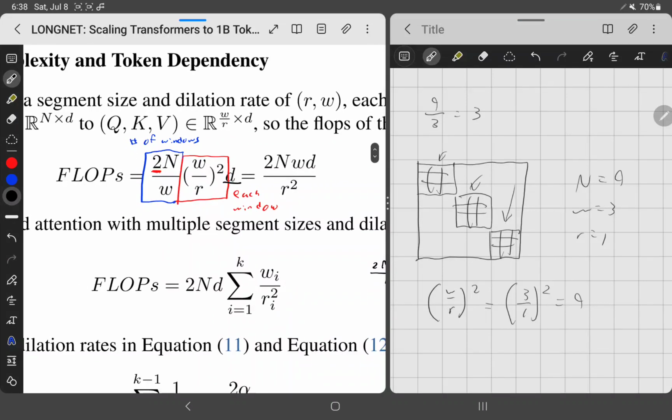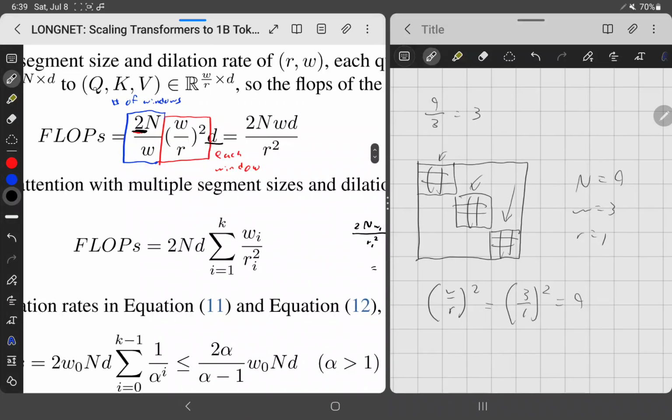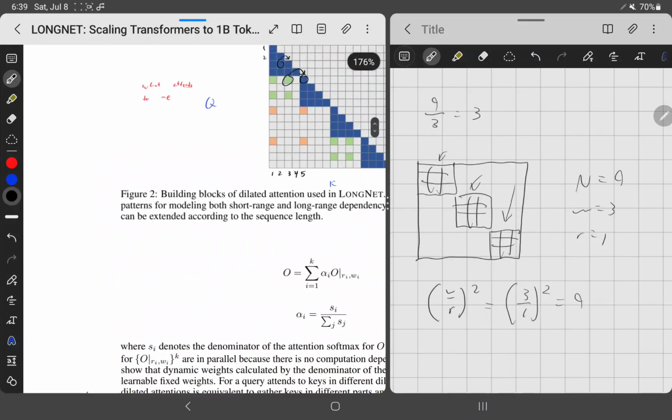And then the d term right here is because you're doing inner products, so you're not doing scalar multiplication. You're multiplying the vectors together, not scalars. And the 2 term right here, I think, is just for an upper bound. I don't know exactly where that comes from, but the other terms here, you can kind of see where that comes from.